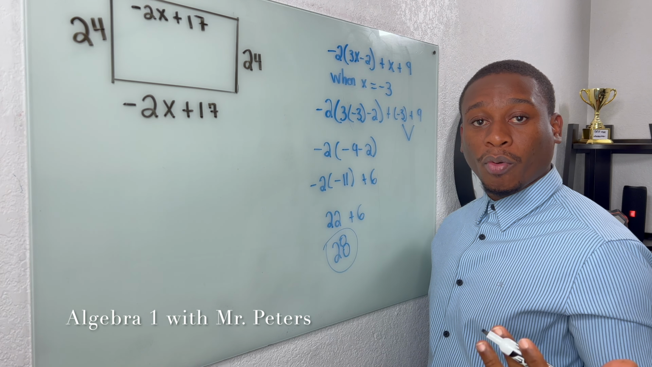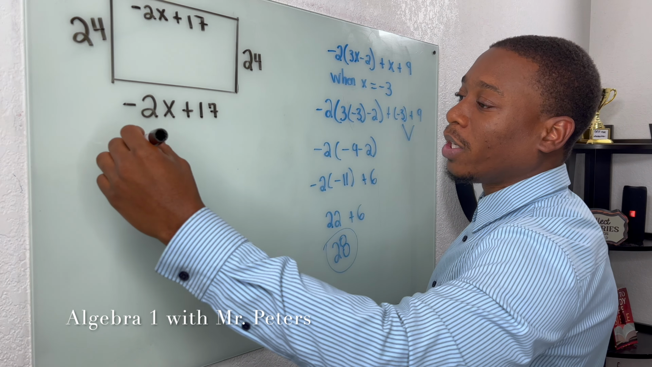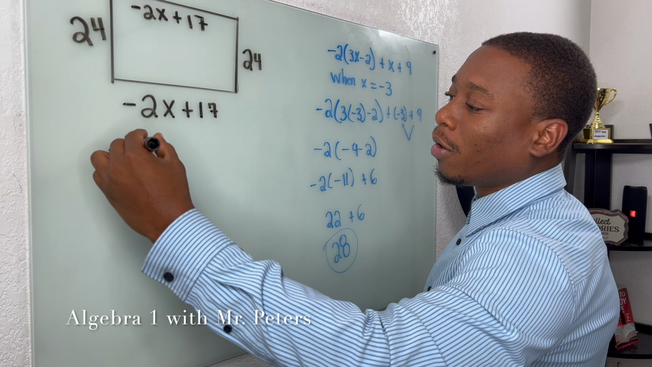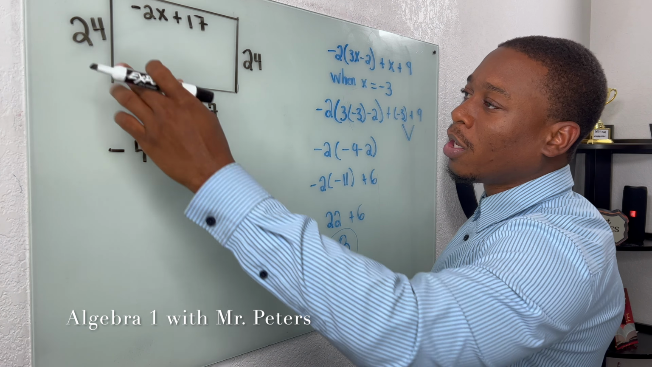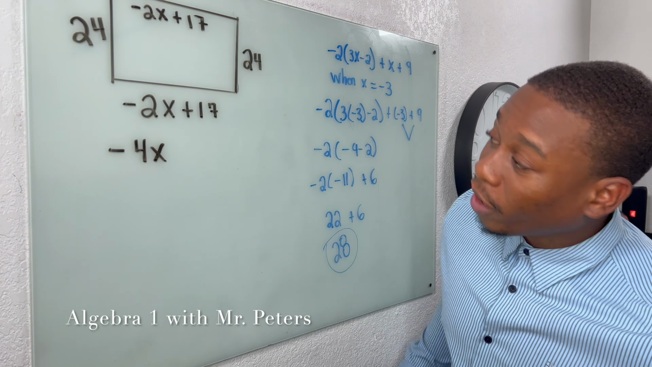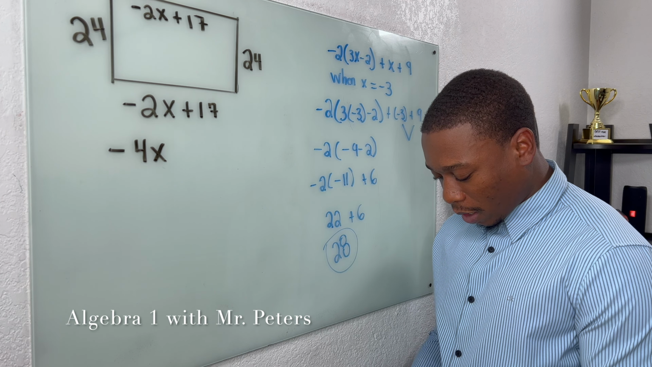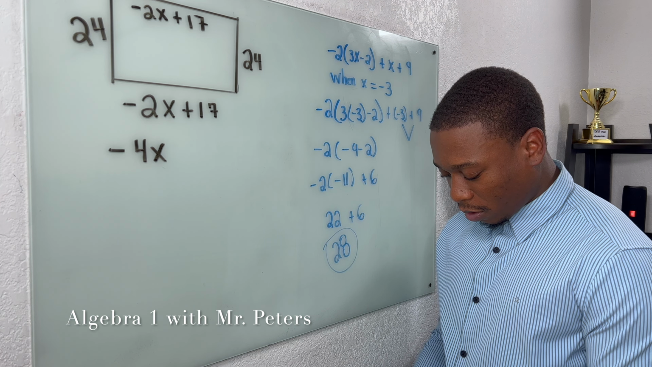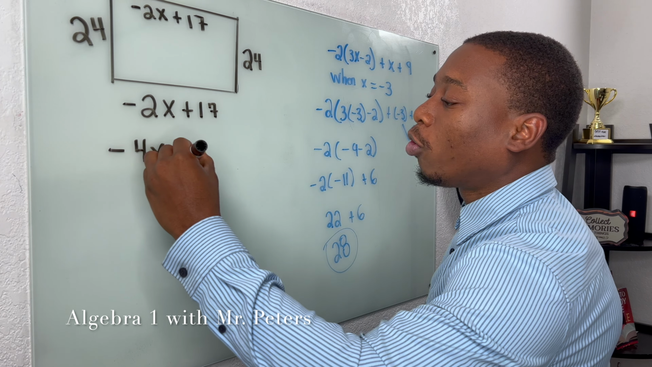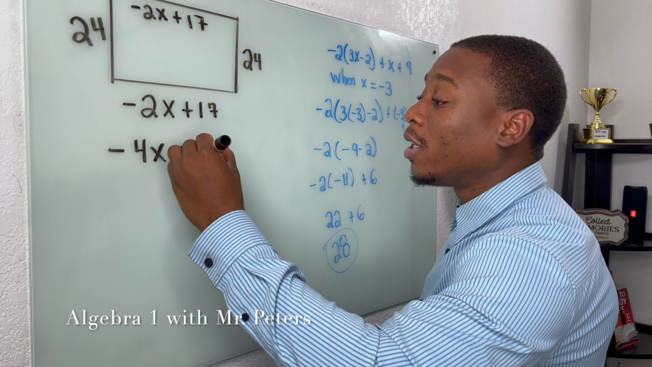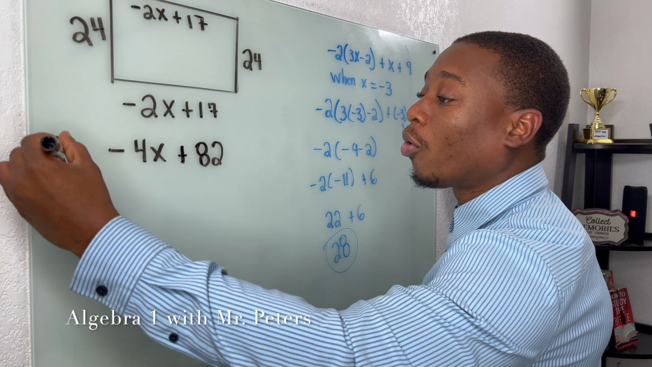So when I add the perimeter, I add all my like terms together, I should get -4x. I know 24 and 24 is 48. Let's see what happens when we add 17 to that. So it should be -4x plus 82. That's going to be my perimeter.